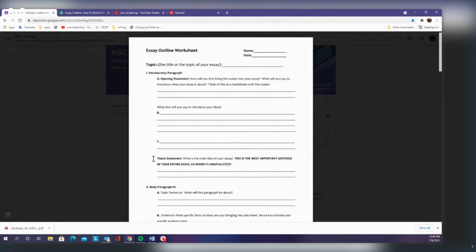C, and then thesis statement. What is your main idea? And this is the most important sentence of your whole essay. Make sure that's clear. Make sure we know that.